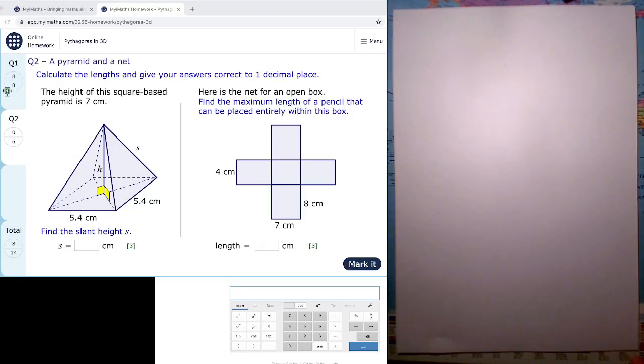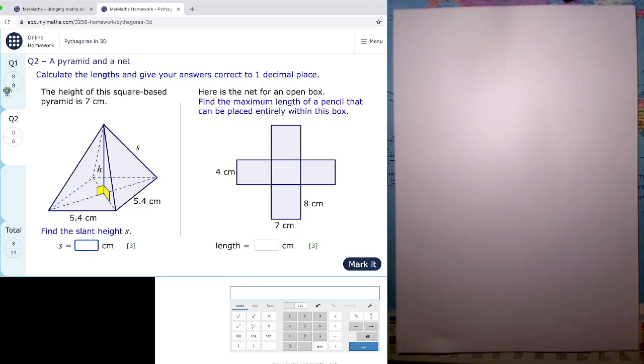Okay, so we've got question 2 of the Pythagoras 3D. It says a pyramid and a net. Calculate the lengths and give your answers correct to one decimal place. The height of this square-based pyramid is 7 centimeters, so h is 7 there. Find the slant height s. So we need to look at this right-angled triangle there.